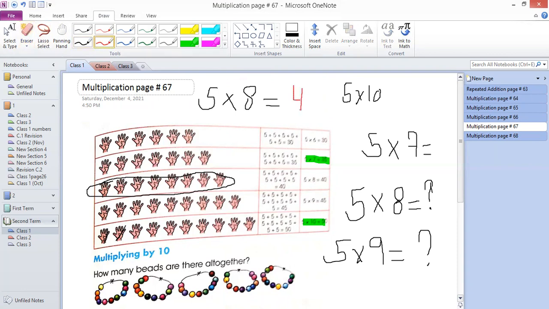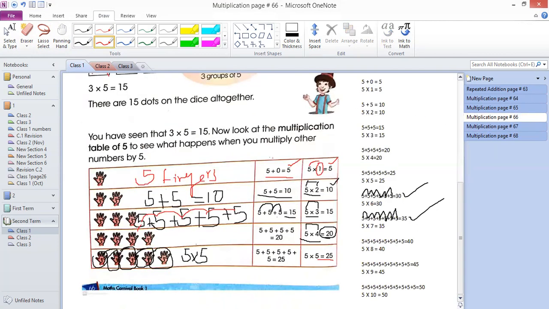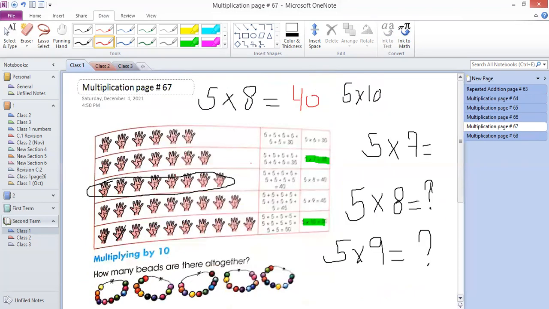If you don't know 5 by 8 equals to what, then you will start adding. How many times you need to add? 8 times. 5 plus 5, 10, 15, then 20, 25, 30, 35, and 40. So 5 by 8 equals to 40. 8 times 5 equals to 40.